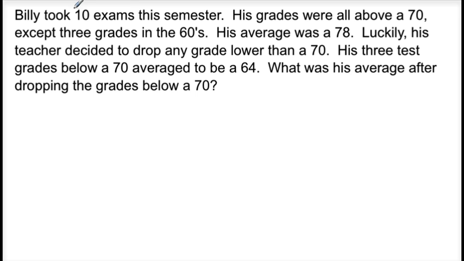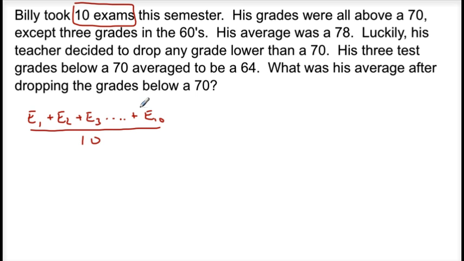So if we have 10 test grades, so we have 10 exams, we could say E1 plus E2 plus E3 all the way up to plus E10. These 10 exams, after being divided by 10, averaged to be a 78. He had 3 exams, let's say his first 3 exams, E1 plus E2 plus E3, 3 of his 10 exams that were lower, that were in the 60s, after dividing by 3, averaged to be a 64.